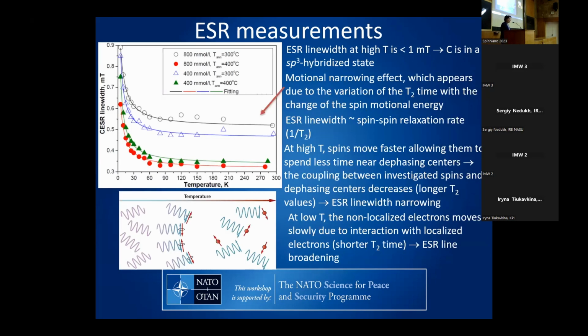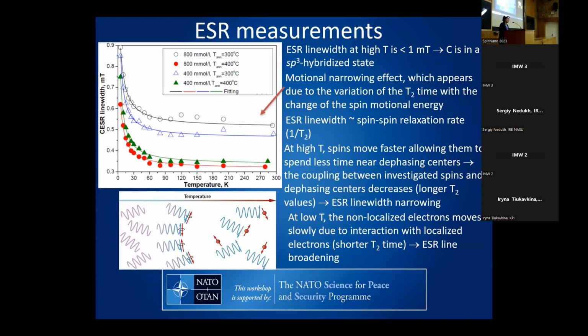Another interesting effect is the temperature dependence of the ECR single line width. Such temperature dependence is typical for the so-called motional narrowing effect. It appears due to the variation of the spin-spin relaxation time with the change of the spin motional energy.